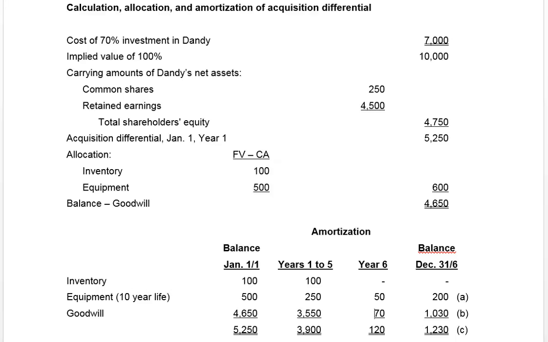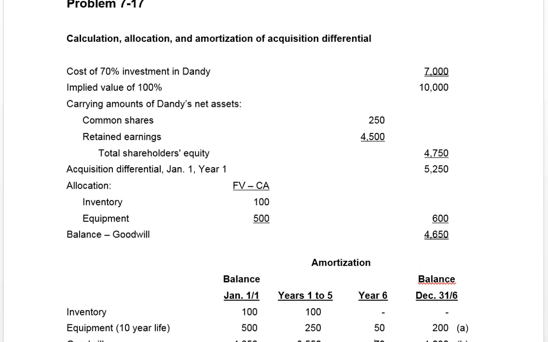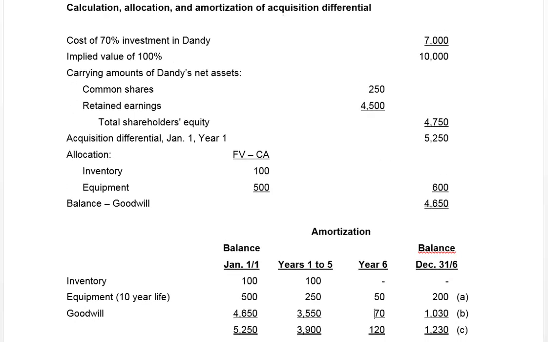Hi folks, welcome to this video which gets us to prepare a consolidated income statement as well as calculate some consolidated balances, specifically retained earnings at the end of a year. Now this question is a little bit different in that it also includes intercompany sales of inventory, and it also includes an intercompany sale of a depreciable fixed asset.